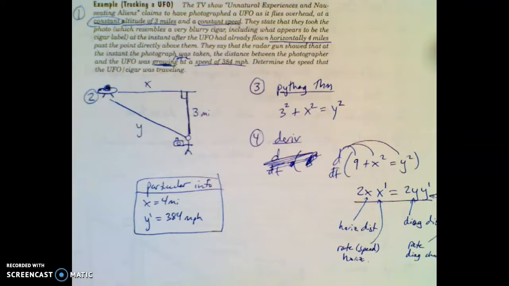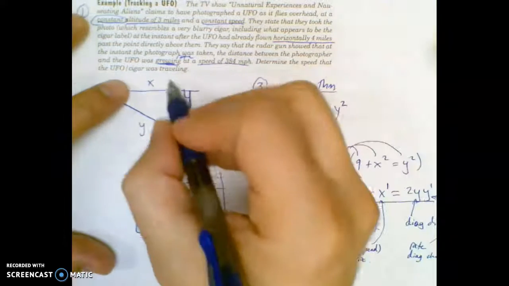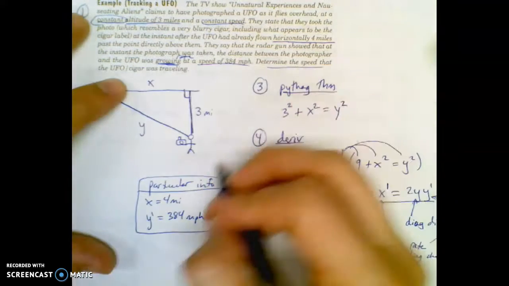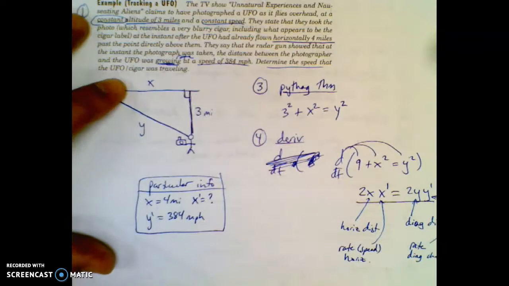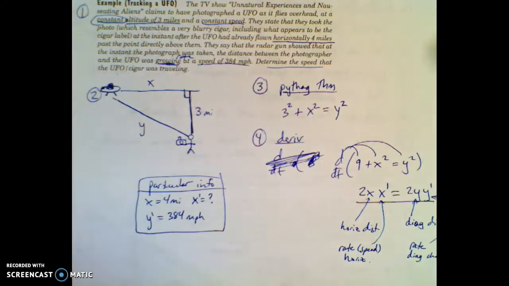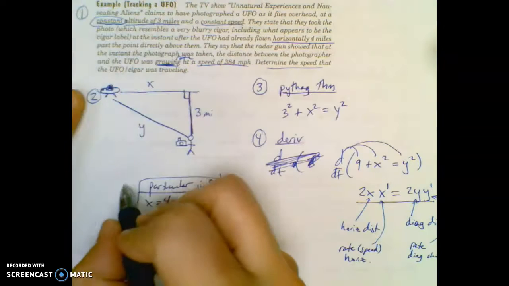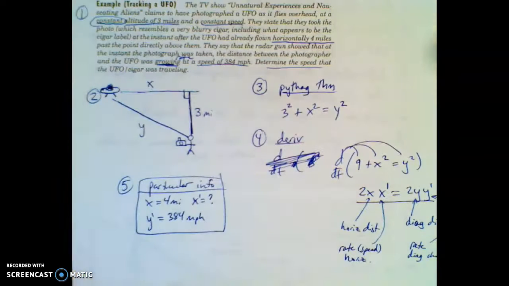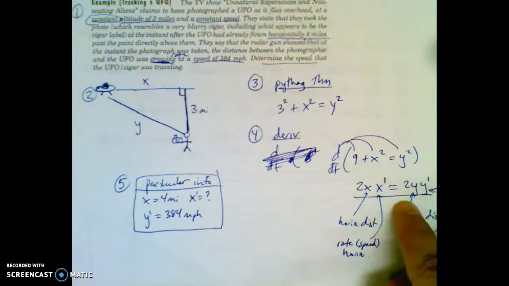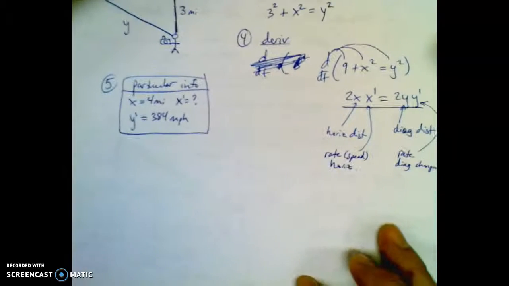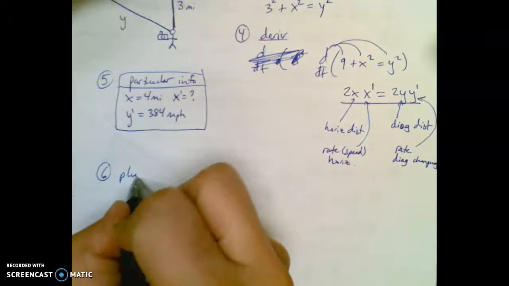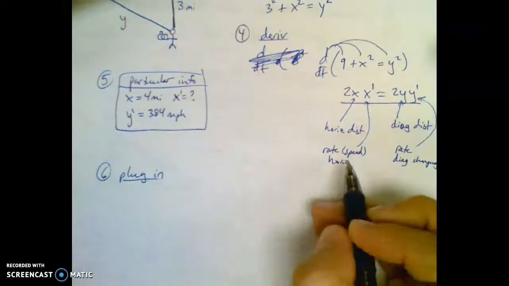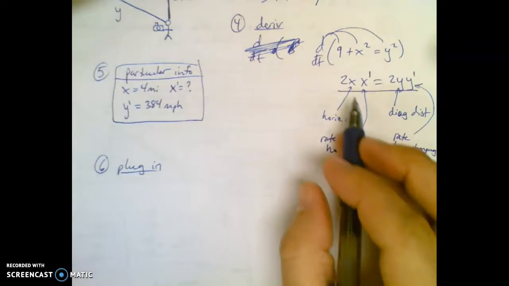Okay. So the question is, determine the speed of the UFO. When you read that, that's basically asking you to find x prime. All right. Okay, so that was step 5. Step 6 is plug this stuff in here. And what you're going to see is sometimes you run into this weird issue. So this is our plug-in. I like to show you some examples that run into some common issues.